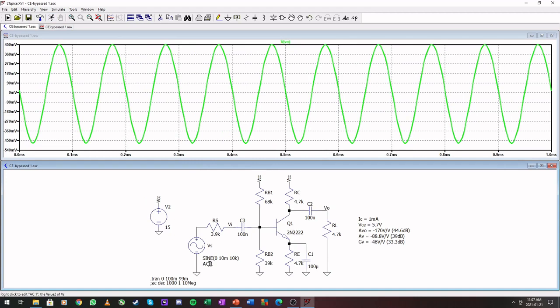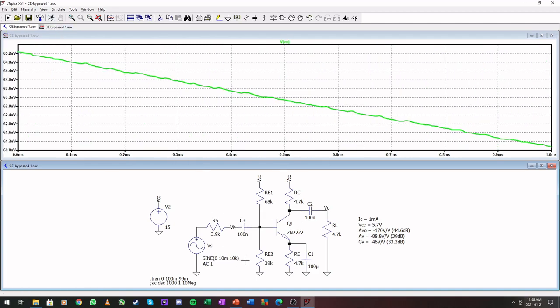conversions inside the amplifier, or at the Bode plot, sorry. And the AC does not consider the non-linearity at all. Okay, so don't worry about that. You'll see that the gain is fairly accurate.